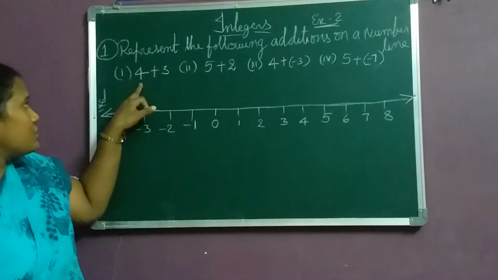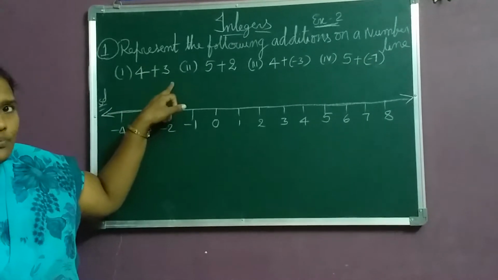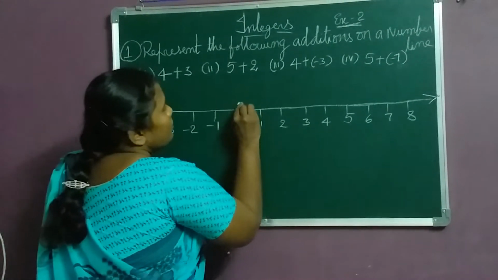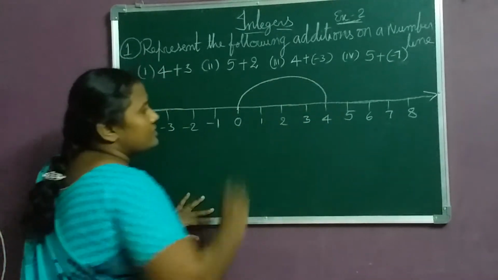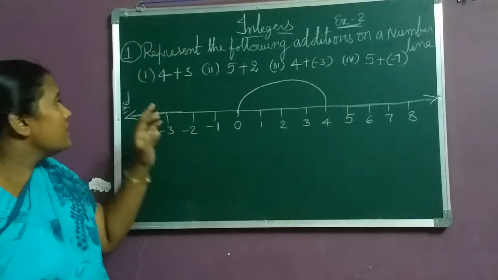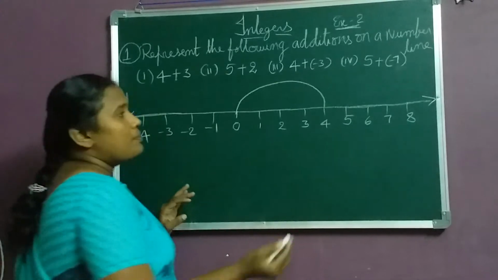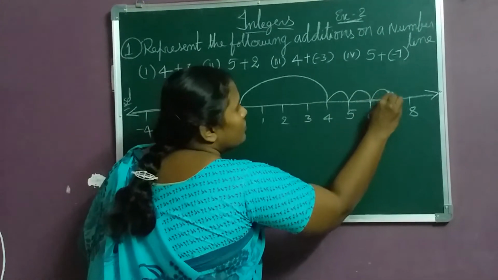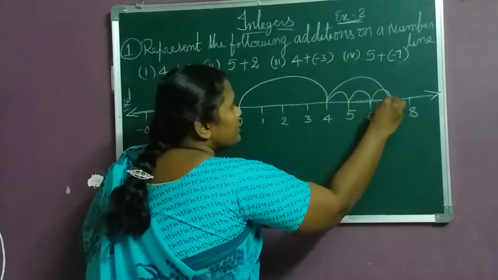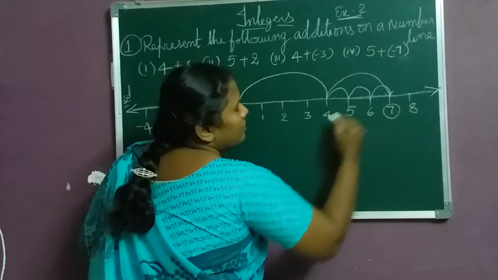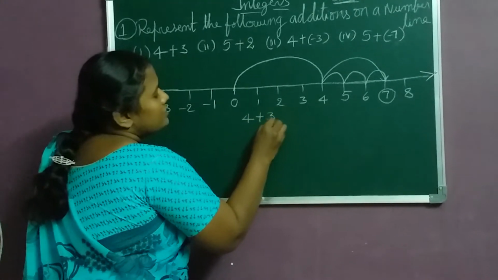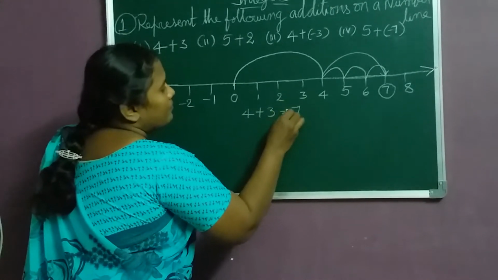Okay, first problem, 4 plus 3. You should write 4 first, like this. Next, plus 3. 1, 2, 3. Total it is 7. Answer is 7. 4 plus 3 is equal to 7.